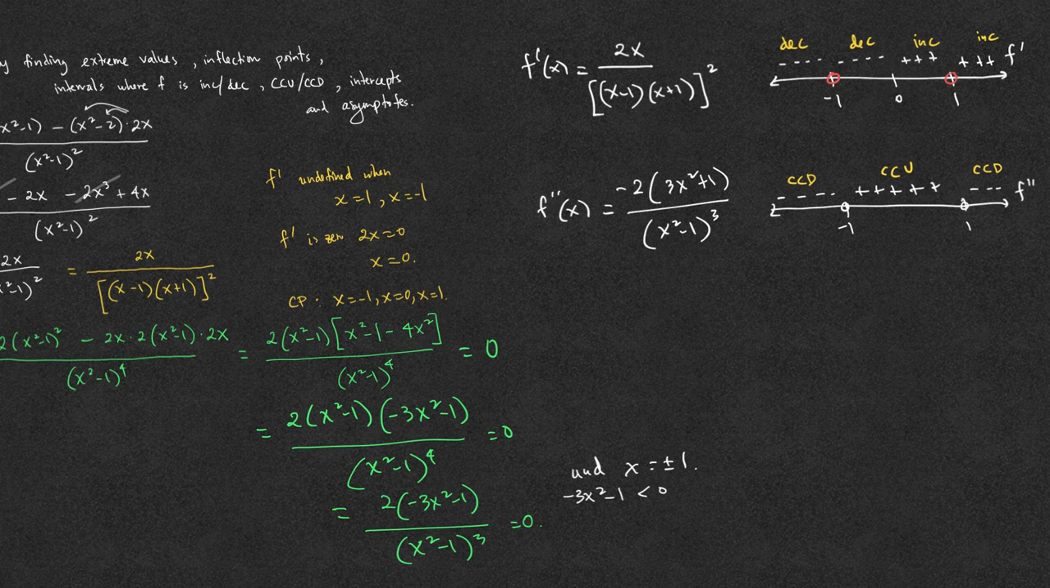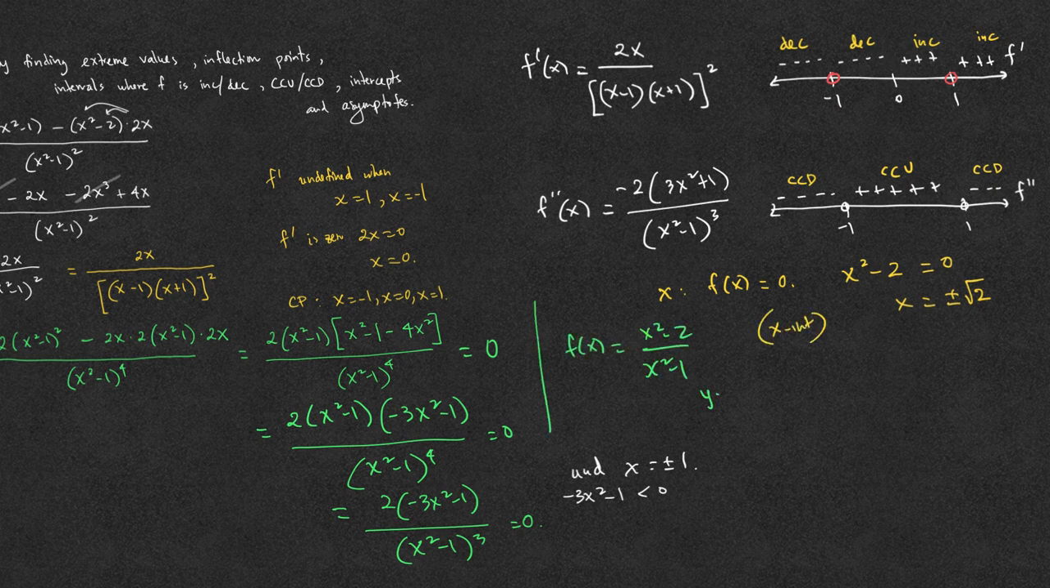We still need to find any intercepts. To find the x-intercept, we would set f of x equal to 0, but we only need to find where the numerator is 0. The numerator is x squared minus 2 for f of x, and we set it equal to 0. This is x equals plus or minus the square root of 2. These are the x-intercepts. To find the y-intercept, we evaluate f of 0, which is 0 squared minus 2 over 0 squared minus 1, which is -2 over -1 or 2. And so the y-intercept is x equals 0 and y equals 2.